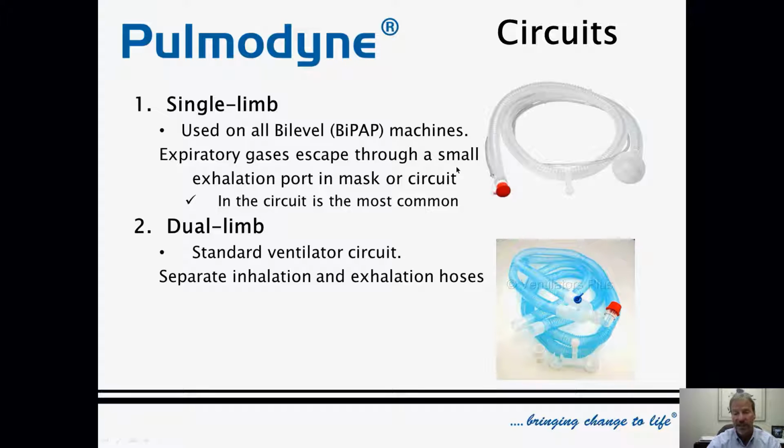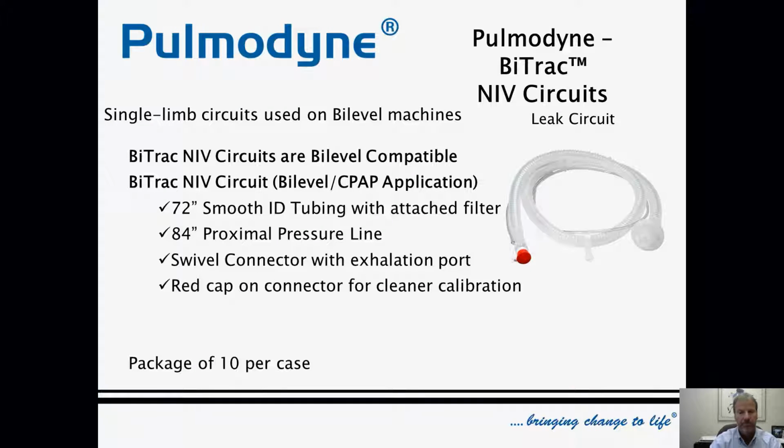The difference, though, is that sometimes the single limb has what's called a leak in the circuit, and sometimes the leak is in the mask. And we sell both. That's one of the things you want to ask a customer: what kind of mask they use, take a picture of it, what kind of circuit they use, take a picture of it, get the product numbers, and that'll help us develop a strategy for selling our single limb circuit and our mask.